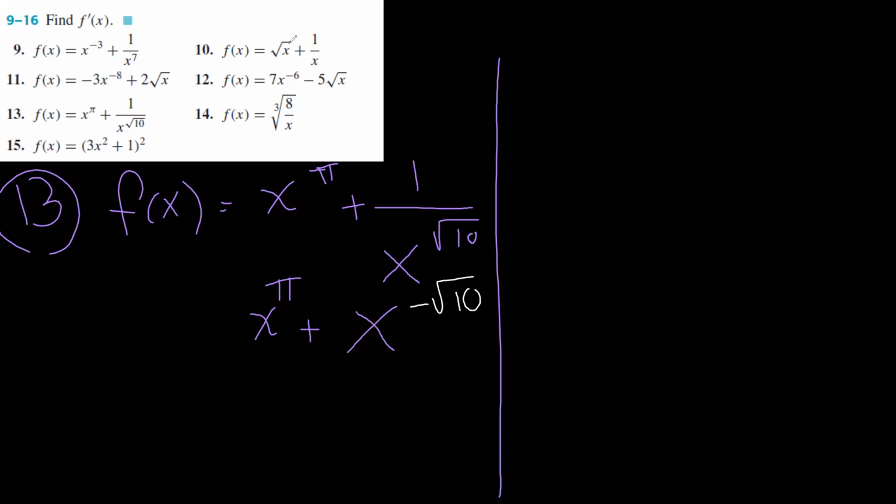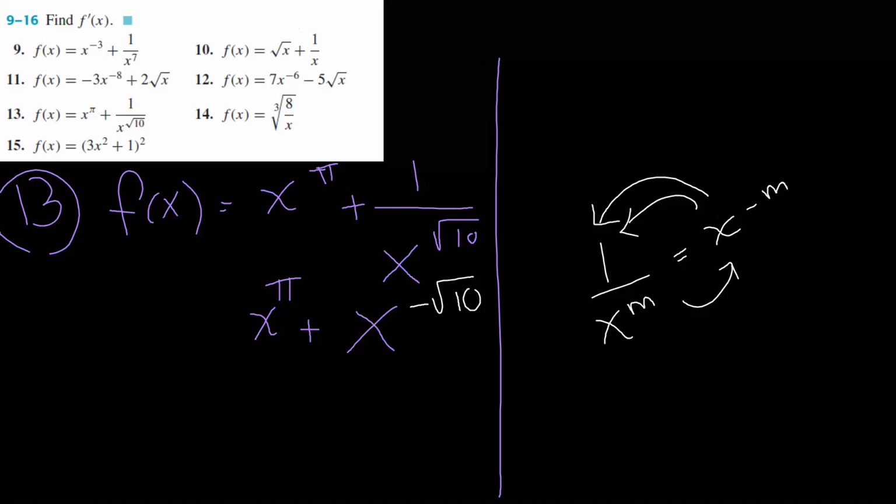Is it clear? I mean, 1 over x raised to the power m is x raised to the power negative m. So you can write it like this. You can convert it from 1 over x raised to the power m to x raised to the power negative m. So here is the sum. Here you have 1 over x raised to the power square root of 10. It can be written as x raised to the power negative square root of 10. Is it clear? Yes. Okay.